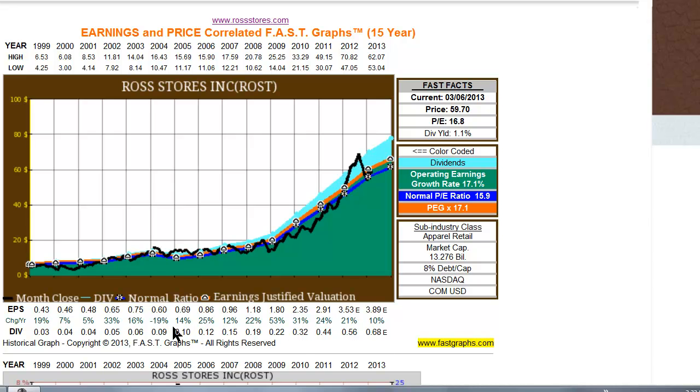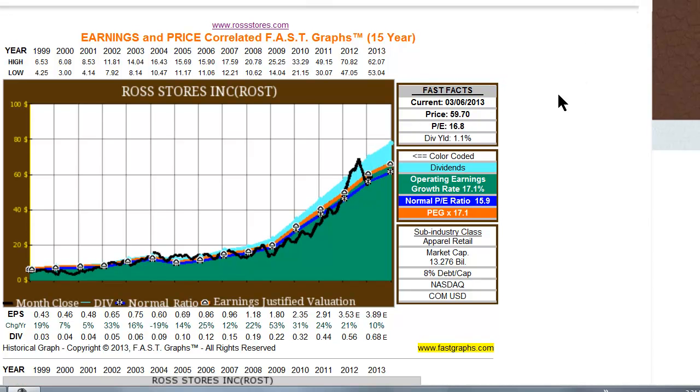Perhaps what's most important about this earnings and price relationship is the idea that stock price really does track earnings, and you can vividly see and clearly see periods when the price is overvalued or undervalued relative to its earnings. As we saw in 2012, ROST stores' share price did get overvalued, but it has now fallen to fair value. At the time this video was being recorded, ROST shares were down over 7%, trading in the mid $55 range. As you can see, on March 6th, they closed at $59.70. The PE as of yesterday's close was 16.8.